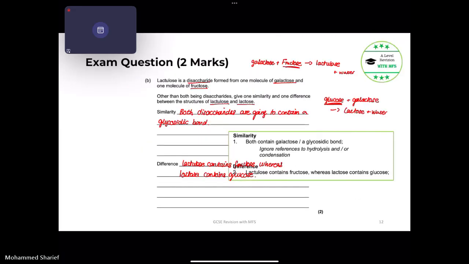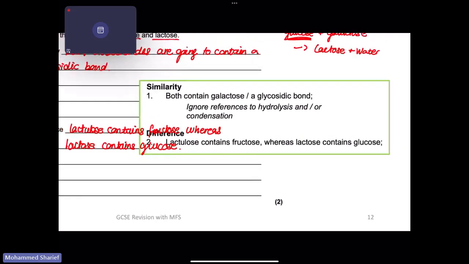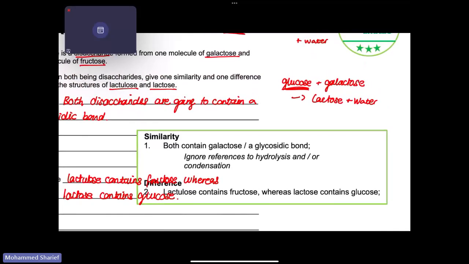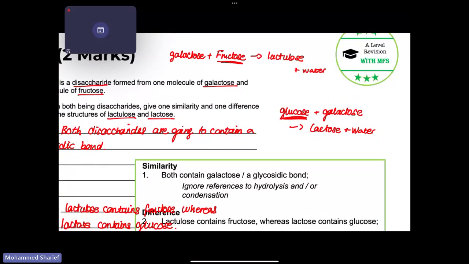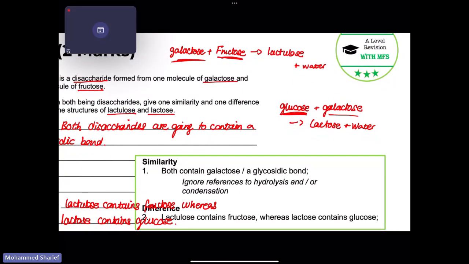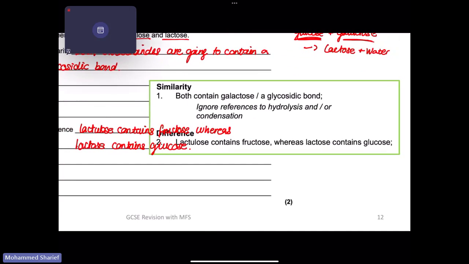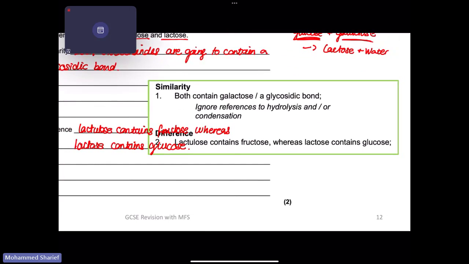Okay. Here's the mock scheme. So similarity, both contain galactose or a glycosidic bond. So you could have also had that. As you could have seen over here, we had galactose over here and we had galactose reacting over here. Both of them have the same monomers. So you could have said as a similarity, both contain galactose, but we said glycosidic bond. I think that's always a safe one. Lactulose contains fructose, whereas lactose contains glucose, which we have.